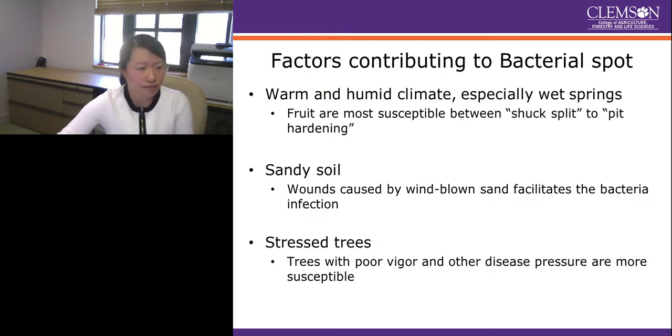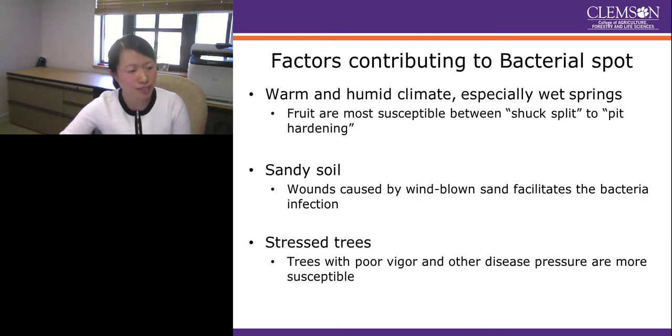So here are the factors that can contribute to bacterial spot. The number one factor is a warm and humid climate, especially wet springs, which is the traditional climate in the southeast. Fruits are most susceptible between shuck split and pit hardening. After pit hardening, the fruit becomes less susceptible, but if you have a lot of infected leaves and warm and humid climate, the fruit infection will continue along the season.